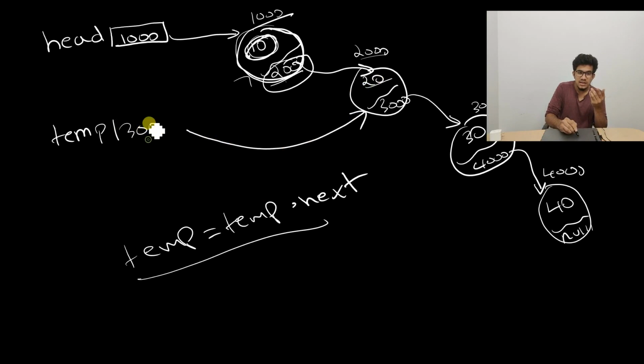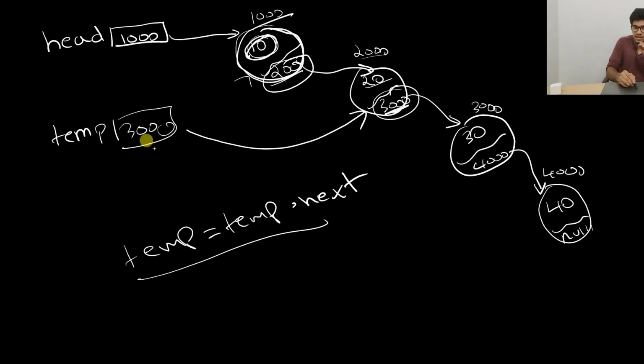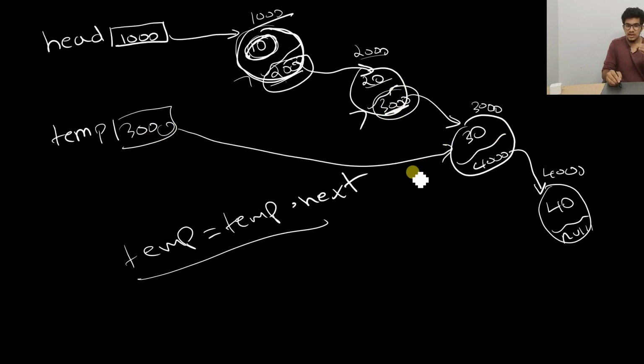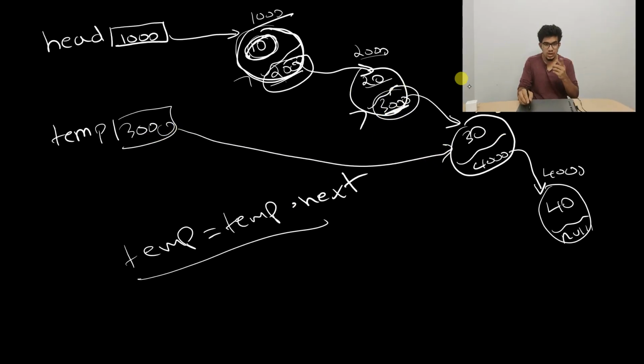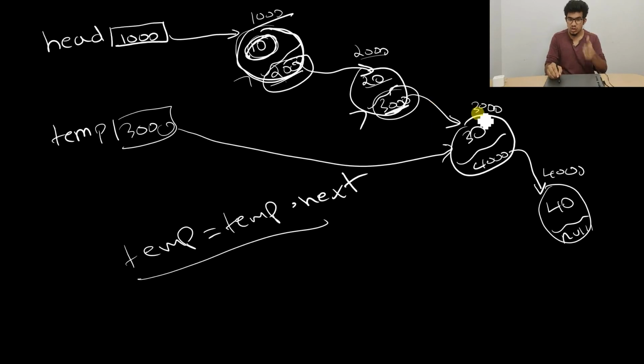Right? So what is this temp.next? This temp.next is 3000. That is the new value. So after temp becomes 3000, your temp will point to this now. Okay, is temp null? No, temp is not equal to null. If temp is not equal to null, it means it is pointing to an object. Print the data of that.